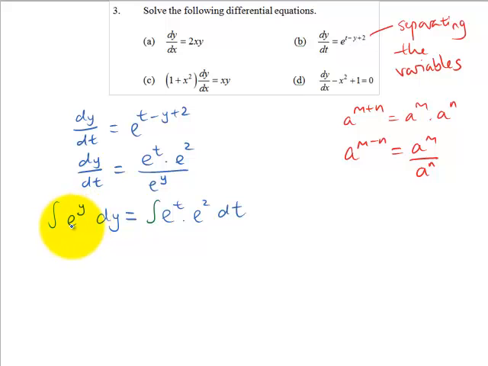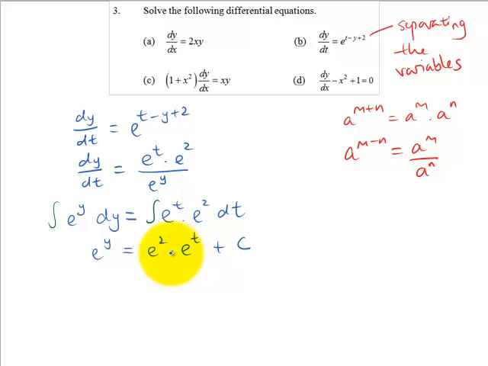So integrating exponential of y with respect to y is just exponential y. Now e squared is a constant. Integrating exponential of t with respect to t is just itself, exponential t, plus c.